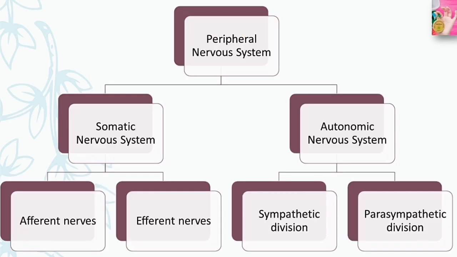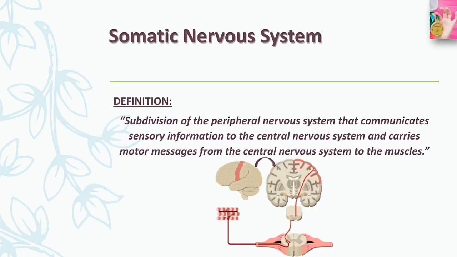Now, the peripheral nervous system has further divisions. It is divided into the somatic nervous system and the autonomic nervous system. The somatic nervous system is divided into afferent nerves and efferent nerves, and the autonomic nervous system is divided into the sympathetic division and parasympathetic division, which is quite an interesting topic to discuss. So we will start with the somatic nervous system.